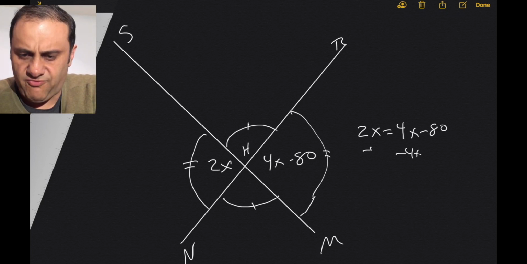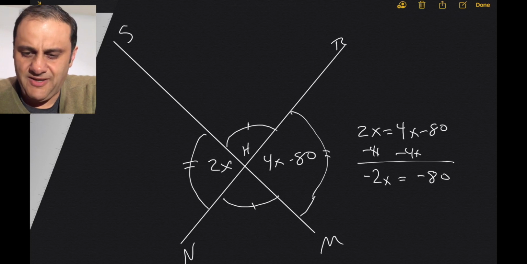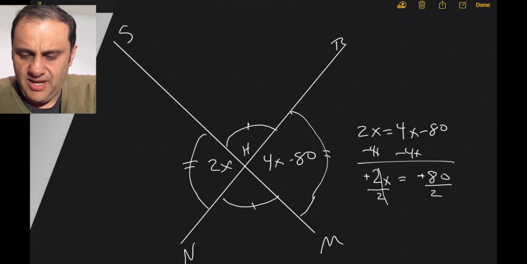We can subtract 4x from each side. 2x minus 4x is negative 2x equals negative 80. So we have negative 2x equals negative 80. Anytime I do this, I just multiply negative 1 to each side. That way, everything is positive. So we have 2x equals 80, and then we just simply divide by 2. And so it looks like x equals 40.